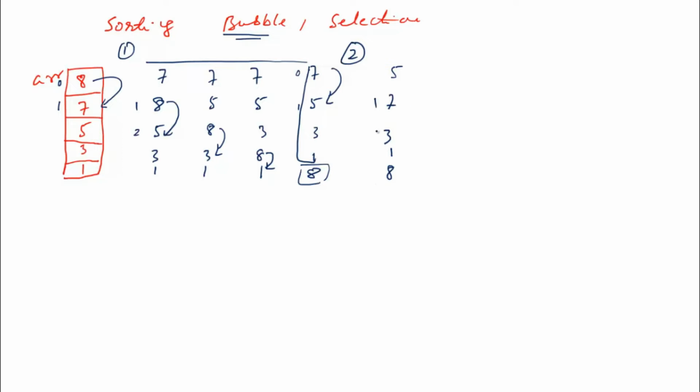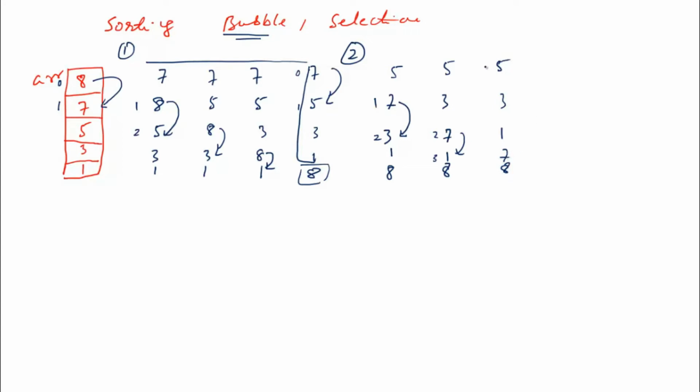Then it will check from position 1 to 2. Is 7 greater than 3? Yes, so the values will be swapped. 3 will come here and 7 will go here, then 1 and 8. Then it checks position 2 and 3: is 7 greater than 1? Yes, so it will arrange like this. You see that 7 and 8 are arranged. After 8, 7 is the largest element.